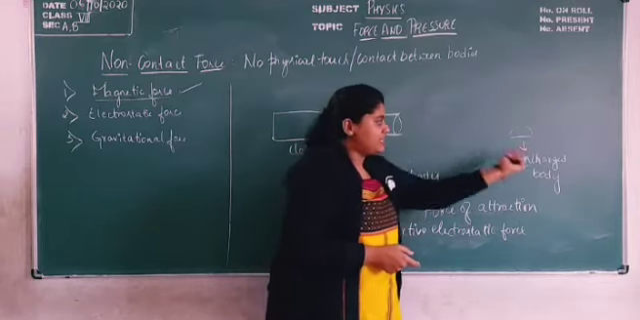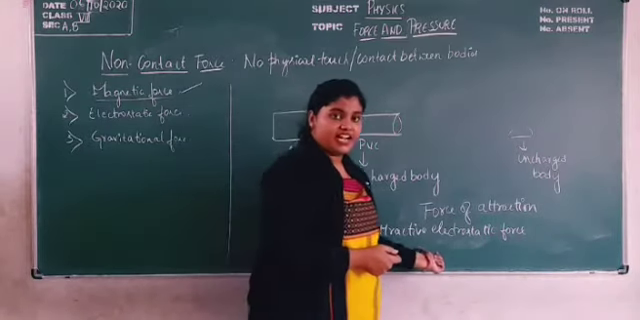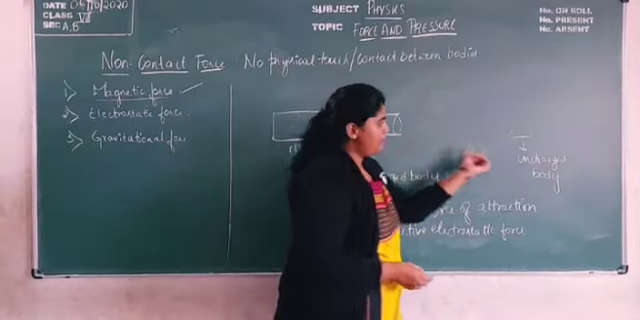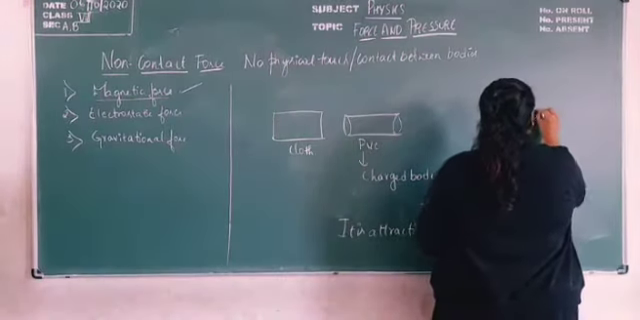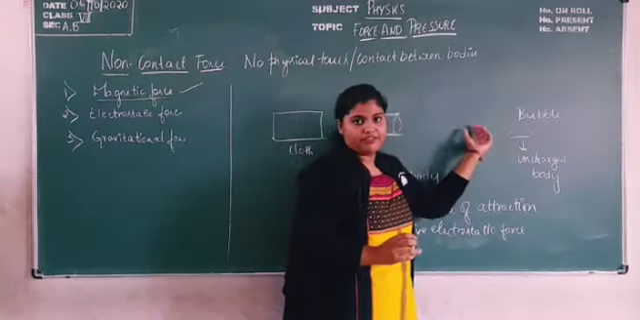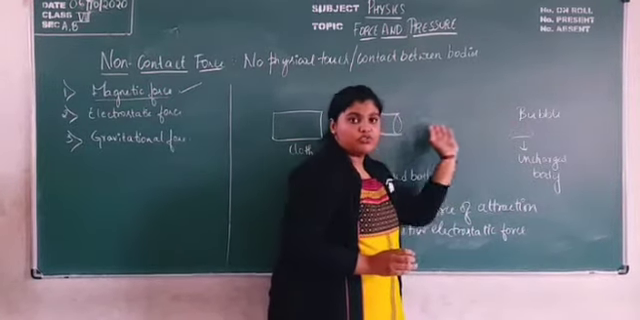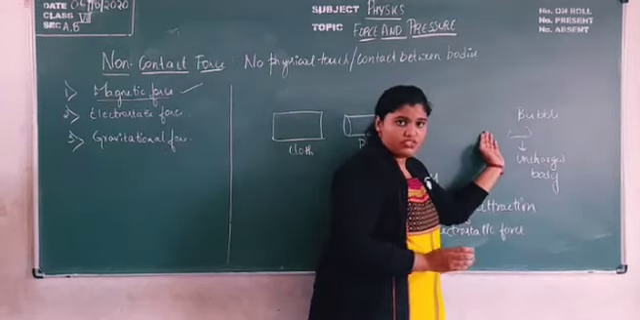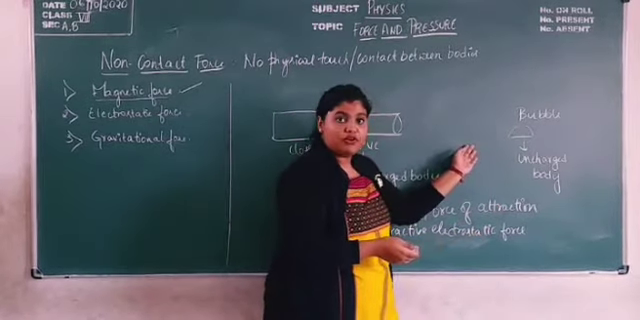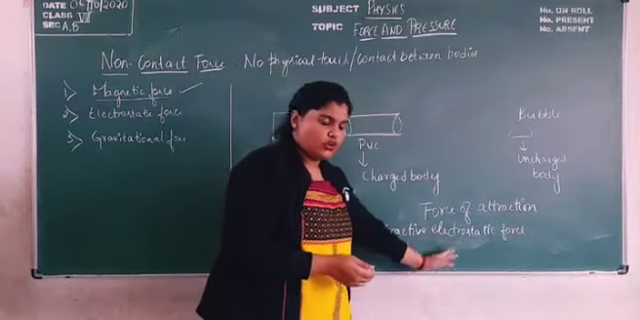This PVC pipe attracts the bubble. So there is a force of attraction. So it is an attractive electrostatic force. We just brought this PVC pipe near the bubble. There was no physical contact between the PVC pipe and the bubble. We just brought it closer, and we saw there was a force of attraction. So it is also an example of a non-contact force. The attractive electrostatic force is also a non-contact force.